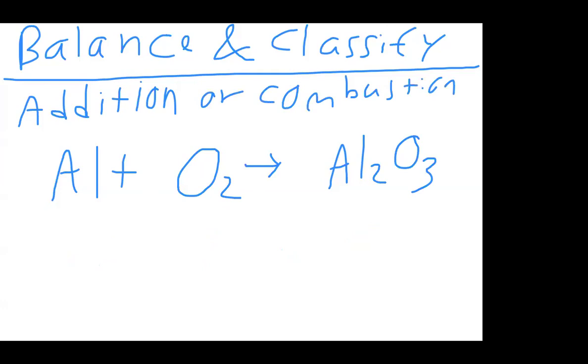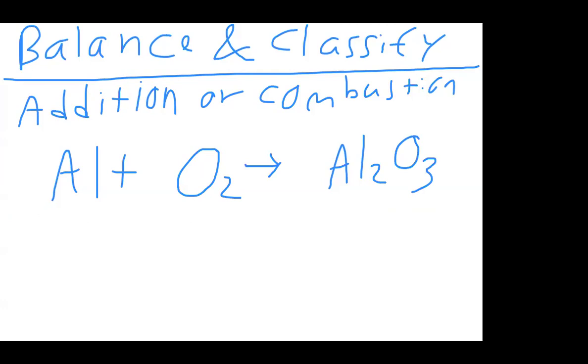Okay, Victor, I'll stay with you. What's currently unbalanced? Are the aluminums balanced? We've got 2 on the right. How many do we have on the left? One. So are they balanced? No. That we know. What about the oxygens? Are the oxygens balanced on either side? We've got 2 on the left. How many oxygens on the right? 3. So are they balanced? No. Okay, so here's what we have to do.